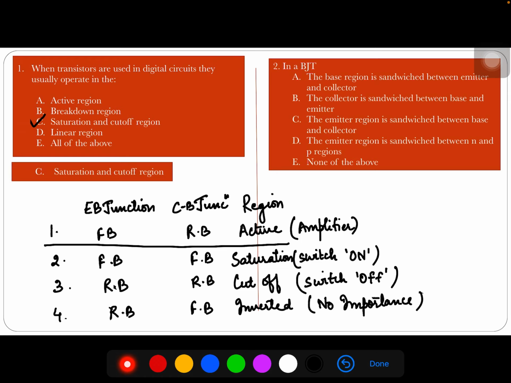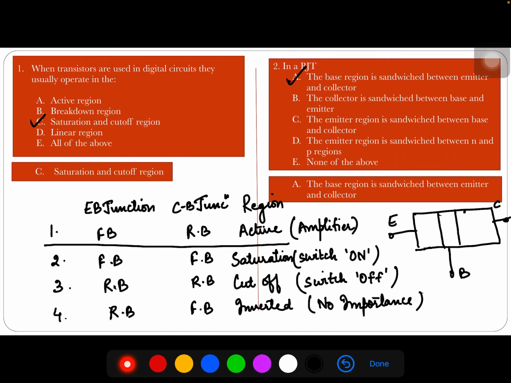Next question. In a BJT, the base region is sandwiched between emitter and collector, or the collector is sandwiched between base and emitter, or the emitter region is sandwiched between base and collector, or the emitter region is sandwiched between N and P regions, or none of the above. For this, you can simply recall the structure of a transistor. This particular part is emitter, this is base, and this is collector. So always the base region is sandwiched between emitter and collector. So correct option is A.